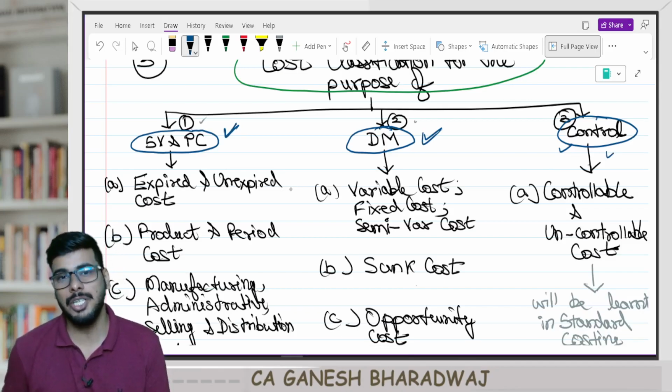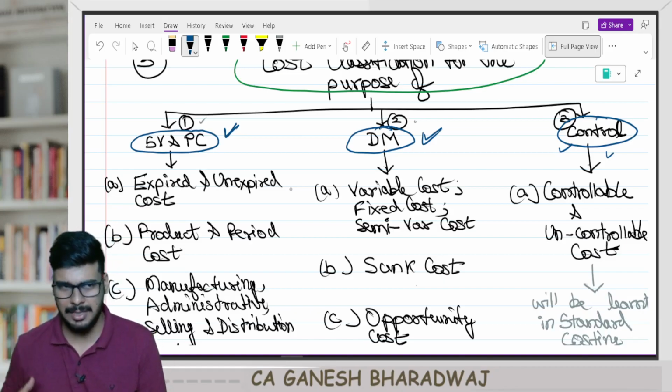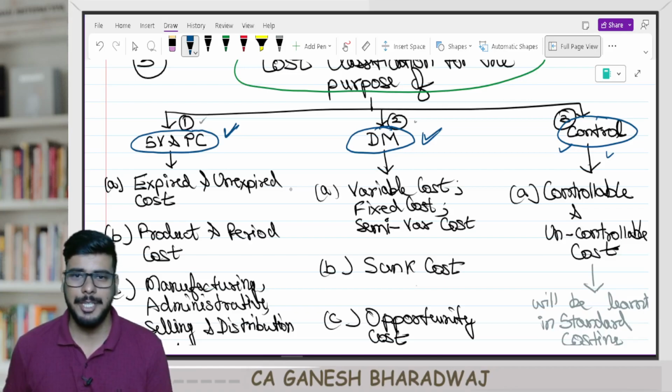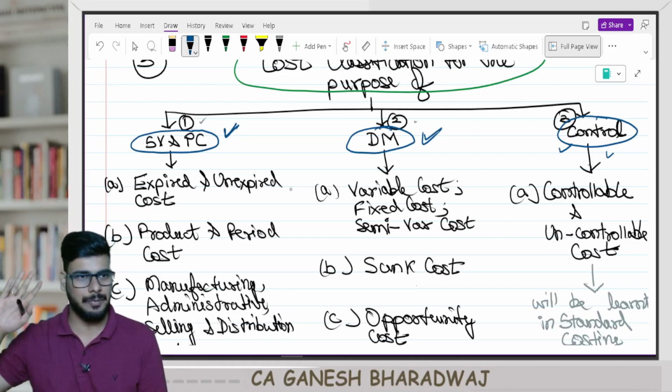Now, in your financial accounts, that is the accounts that you have studied till date, right? Costing is something that you learn for the first time at your intermediate level. Before this, you might not have studied costing at all in your life. In financial accounts, what is the objective? Preparation of financial statements. That is the only objective. You have one objective, correct?